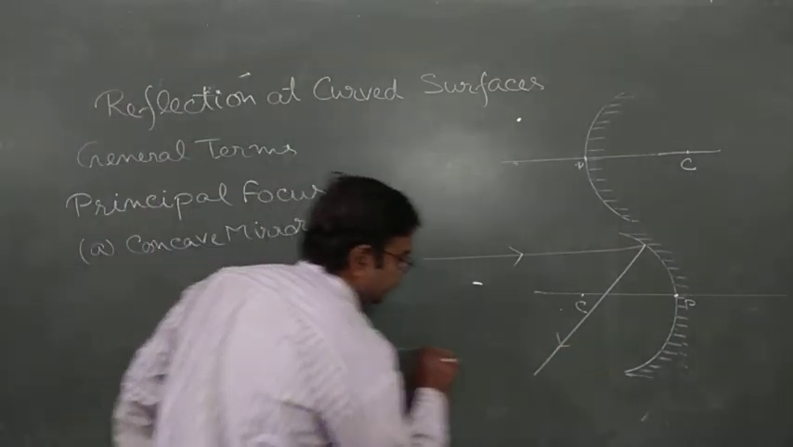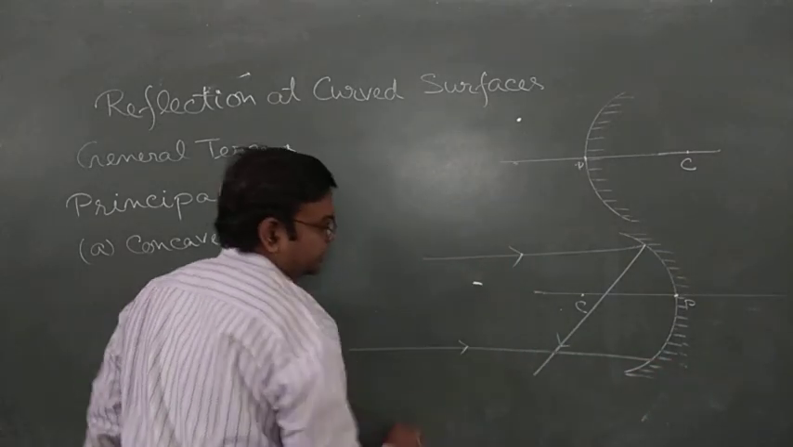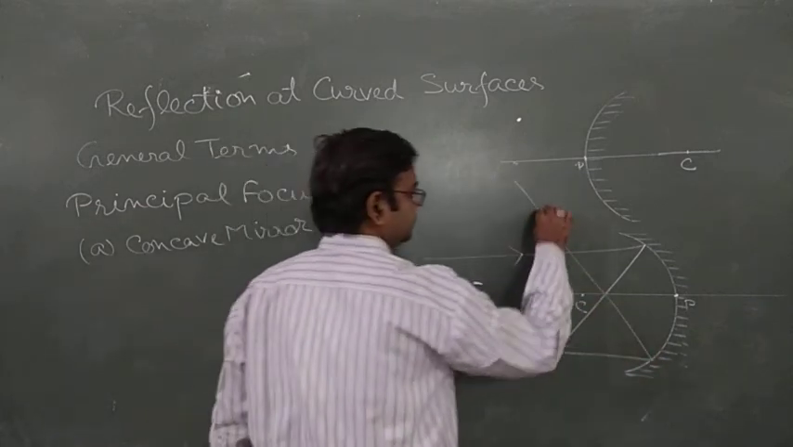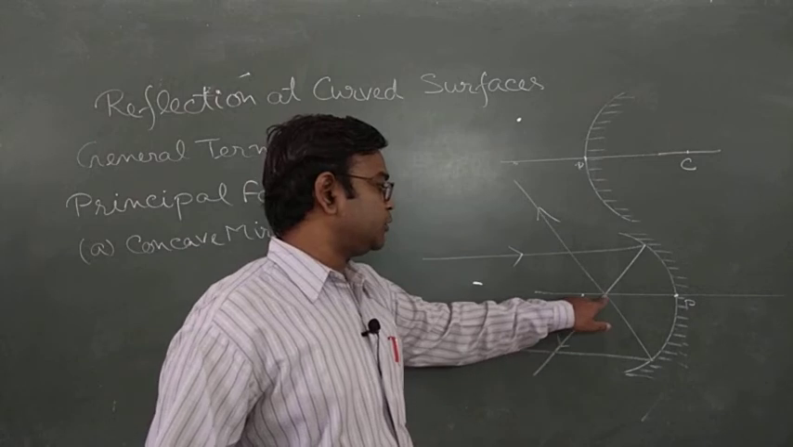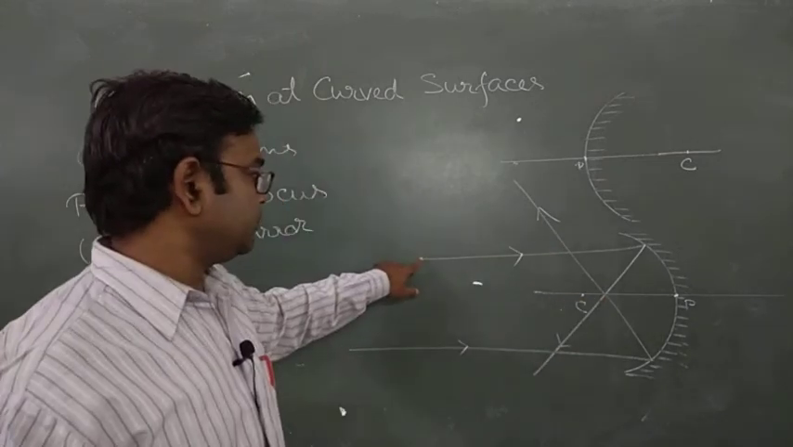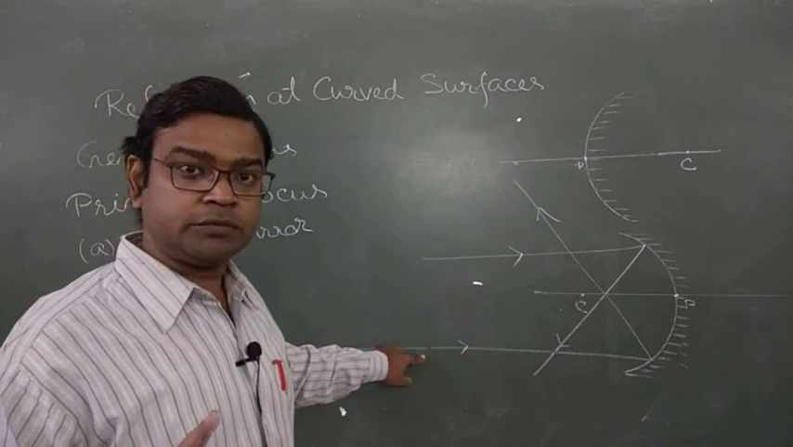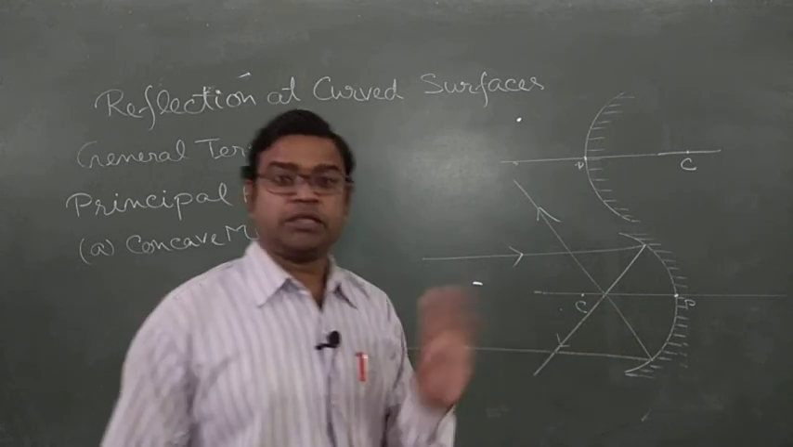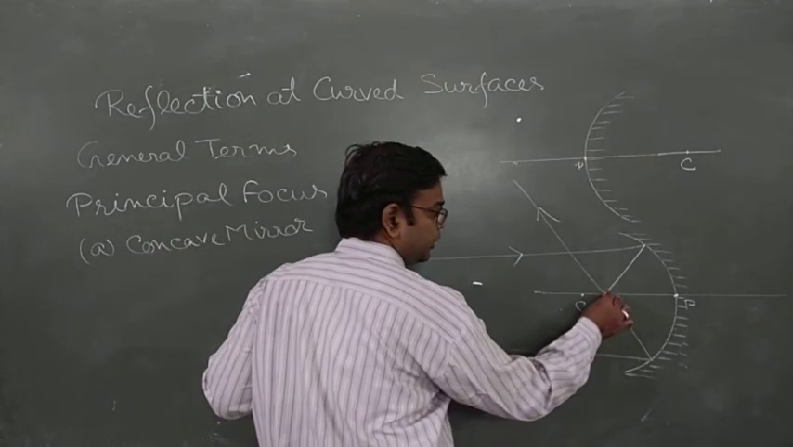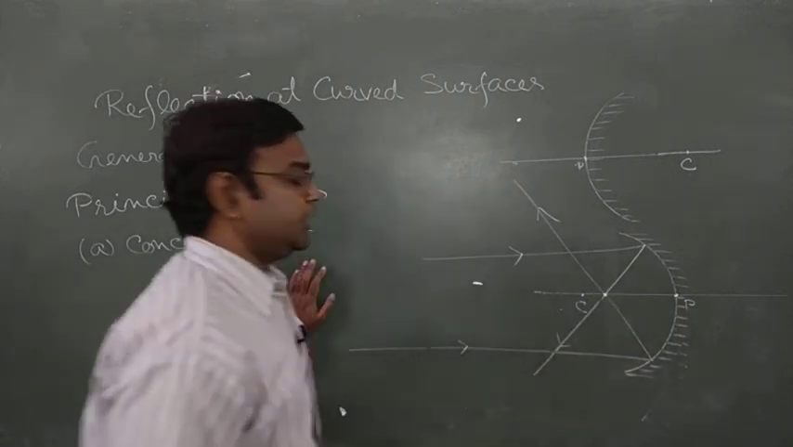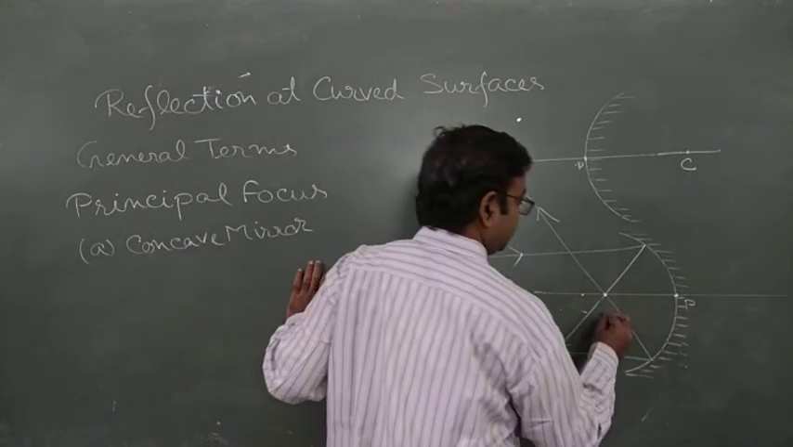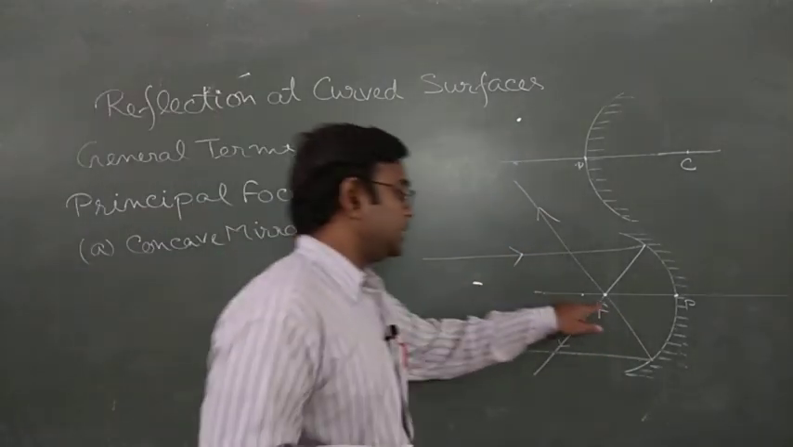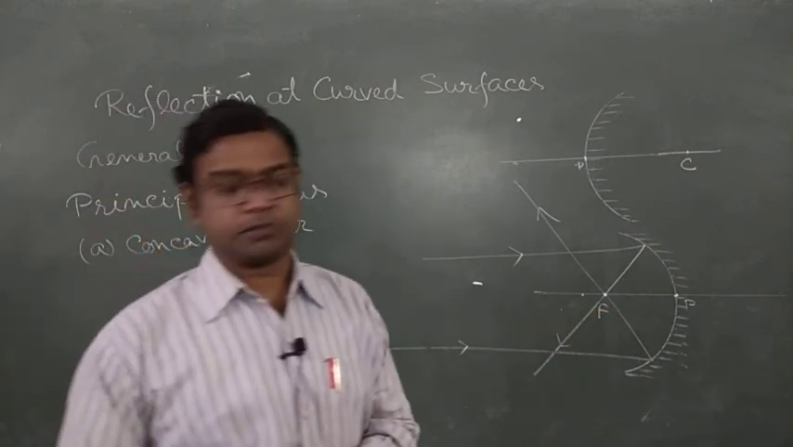Then the second parallel ray of light is incident on the curved surface, and after reflection it meets the first ray at some point on the principal axis. What we must observe is that these two rays are first parallel to each other. After reflection they must meet at a point, and that point must lie on the principal axis. If these conditions are satisfied, then this point of intersection, the actual point of meeting, is known as the principal focus of your concave mirror or spherical mirror. That one is known as the principal focus of the concave mirror.